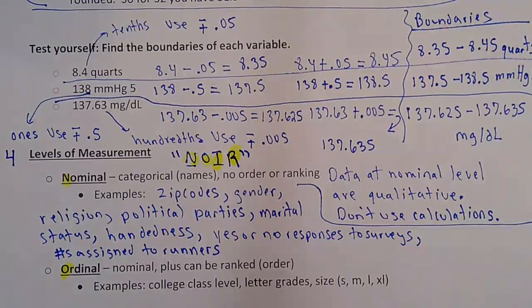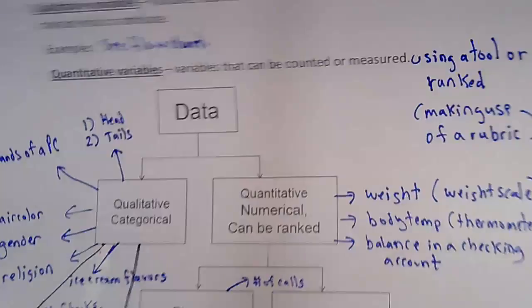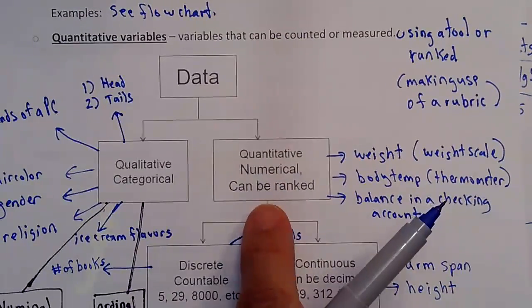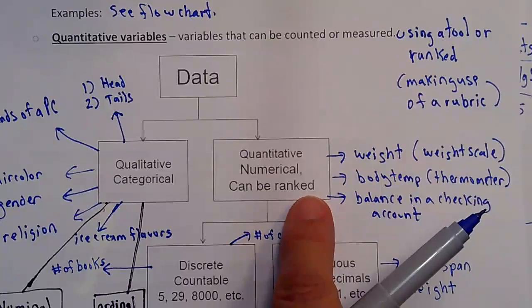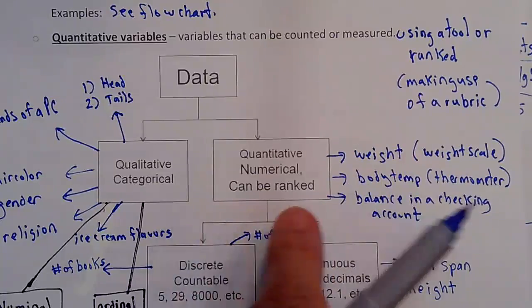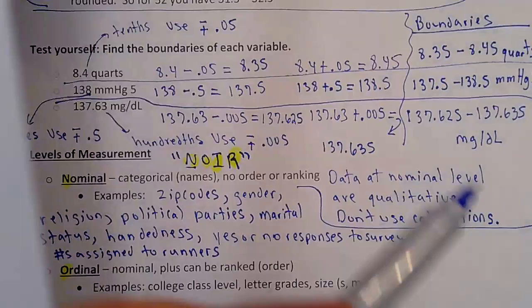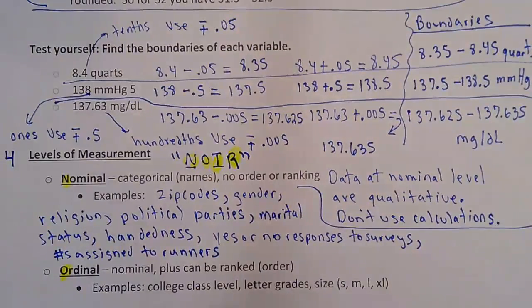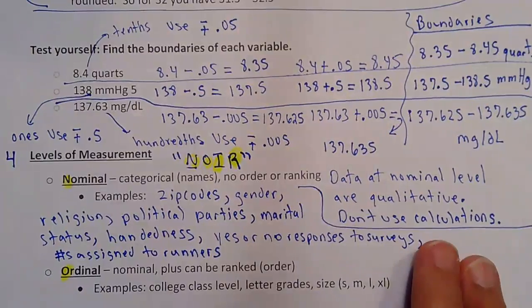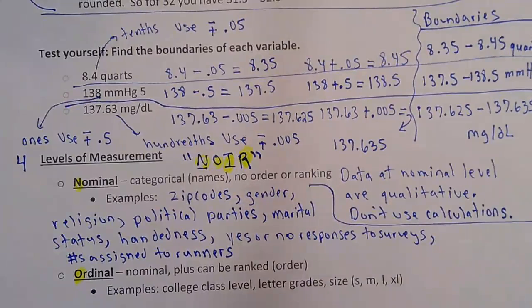I don't want to write anything else on there because when I see this, I'm seeing here can be ranked. So I'm not going to put a comment on there about that, but I do say nominal plus can be ranked, so I shall leave that there. Examples are college class levels. Okay, all right. So college class levels, that would be okay.